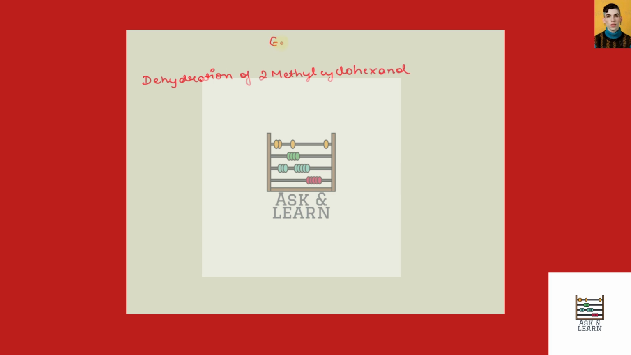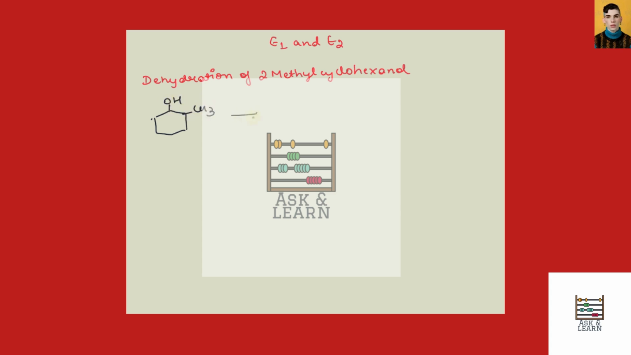In this question, we have to write down the E1 and E2 mechanism for the dehydration of 2-methylcyclohexanol and some other compounds. So firstly, let's write down the reaction here. This is the structure of 2-methylcyclohexanol.